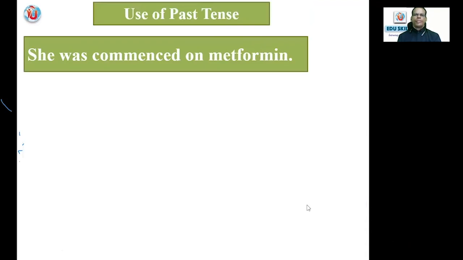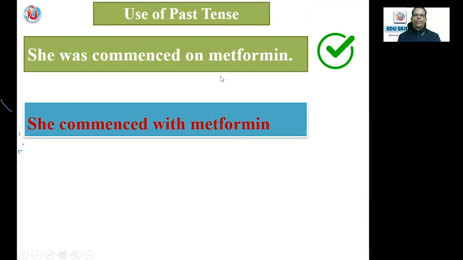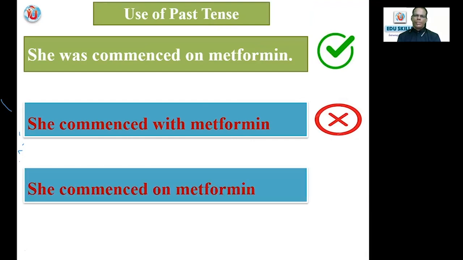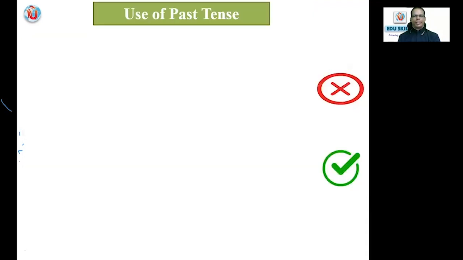A few more examples. Use of past tense. She was commenced on metformin. She was commenced on metformin is right, but there are mistakes you write like this. She commenced with metformin is wrong. She was commenced on metformin is right. She commenced on metformin is also wrong. It's not recommended, such expressions.